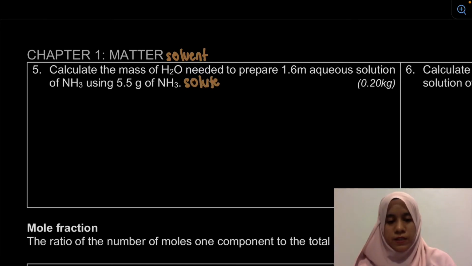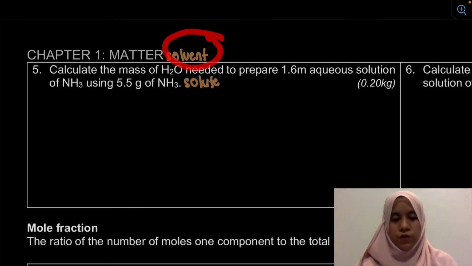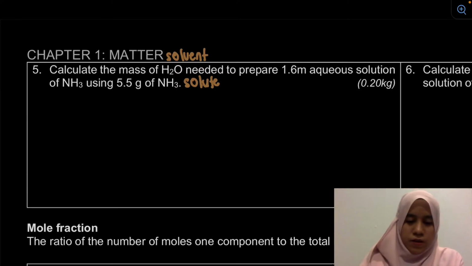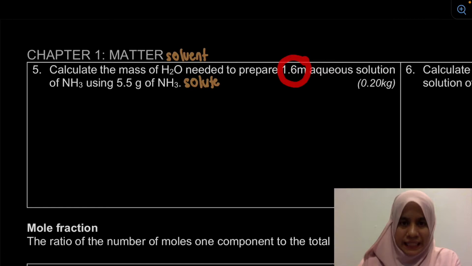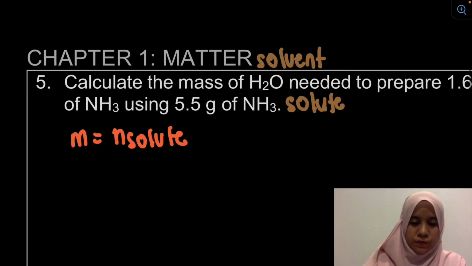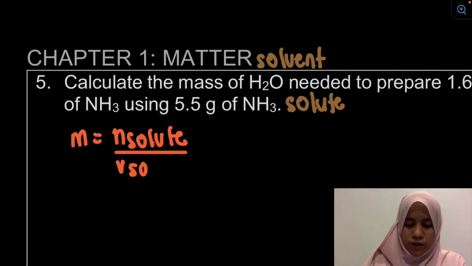Okay, here they ask you to find the mass of solvent. This one is straightforward. This one it's okay, I'll just show a little bit. It's easy. First and foremost, we know we have this information of 1.6 molality. So what I would like to do first is write down the formula of molality: number of mole of solute divided by mass of solvent.